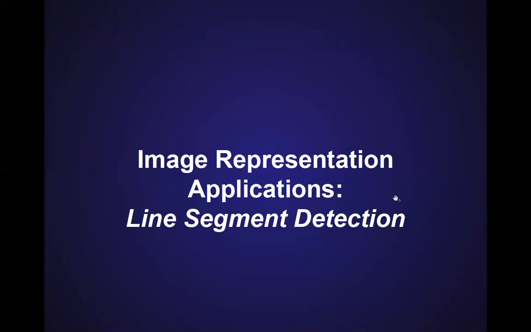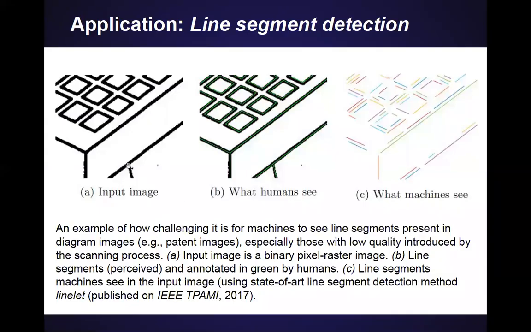Okay, so now we'll go to the second application of my image representation, line segment detection. Let's first see some examples of how challenging it is for machines to see the line segments in diagram images. This is the input image. The green lines in this image show the human annotated line segments.